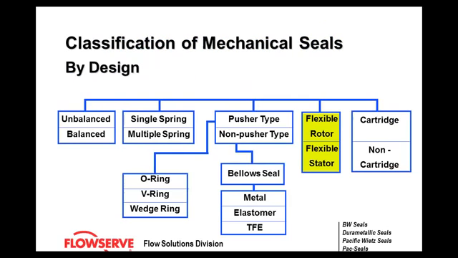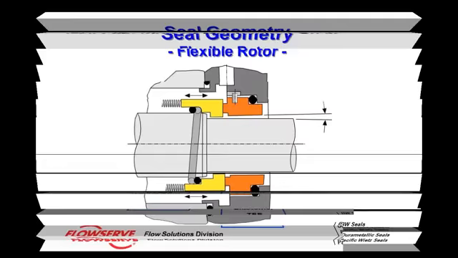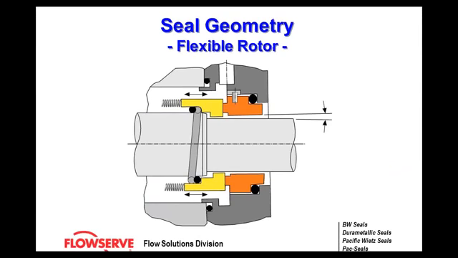Now we're going to talk a little bit about flexible rotors and flexible stators. Typical mechanical seals have a flexible rotor. It's the most common design. You'll see here where as the seal tracks right or left, the springs and the dynamic O-rings will work together to make sure you have contact with your other stationary face.